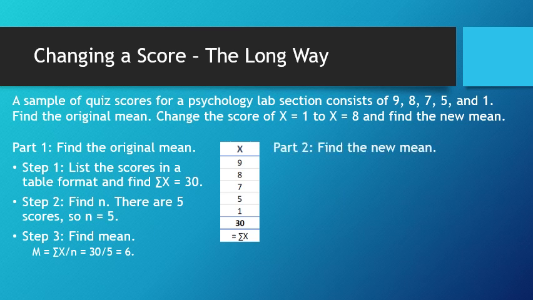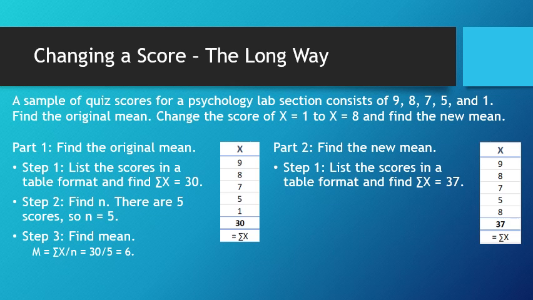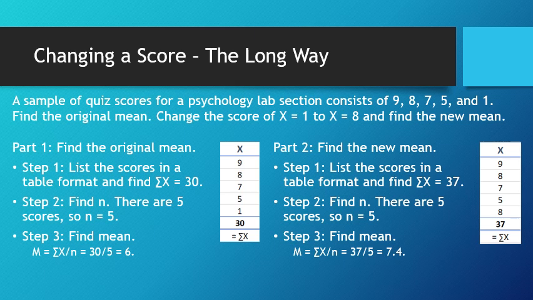Part 2, let's find the new mean. Well, list the scores in a table format. So this time, instead of a 1 as the last number, make it an 8. And then you would find summation of x now is equal to 37. There are still 5 scores, so n is still 5. Step 3, find the mean, which would be 37 divided by 5, which would give you 7.4.